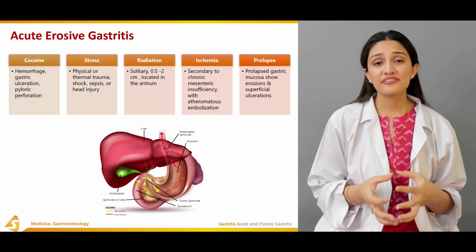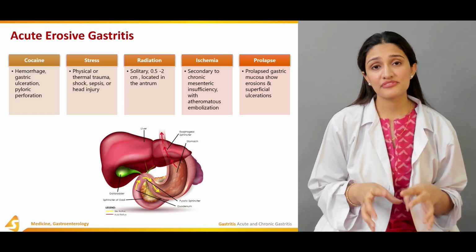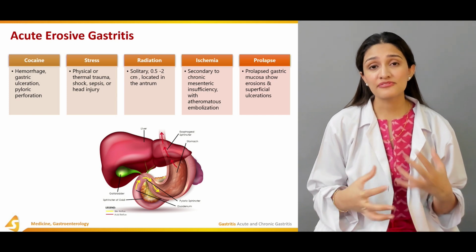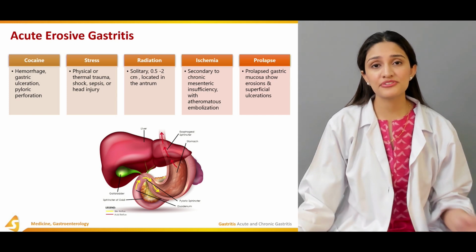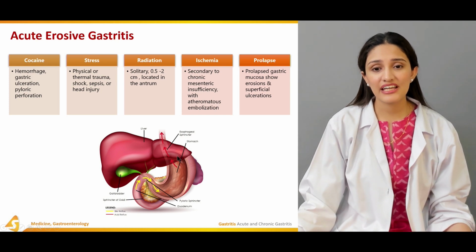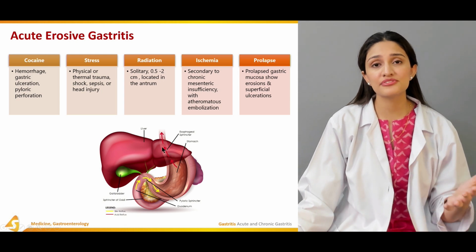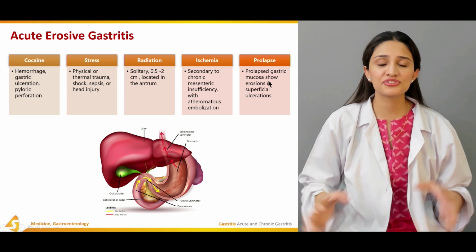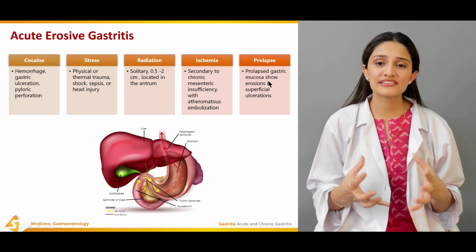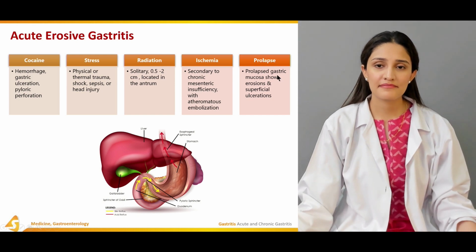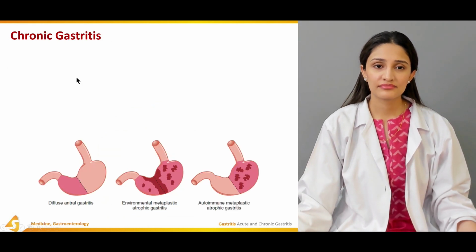The prolapse of the cardia part of the stomach into the esophagus can cause harmful effects and can cause injury to the gastric cardia. So this is the gastric cardia, this is the part of the stomach, and it usually prolapses into the esophagus and causes injury. This prolapsed gastric mucosa usually shows erosions and superficial ulcers.